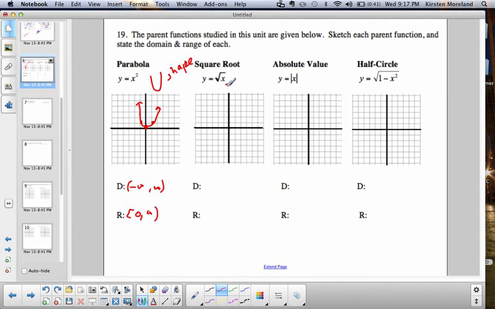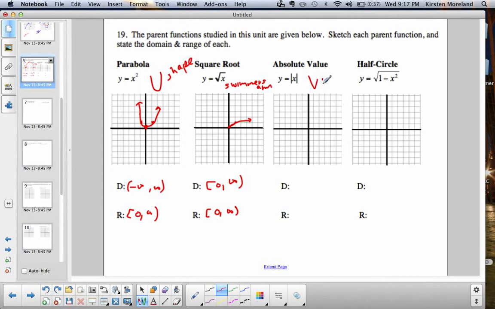Square root, you should be thinking swimmer's arm. So we start at 0, 0, we go up 1 over 1, and we draw in our nice swimmer's arm. The domain for this one starts at 0 in the x direction and goes to positive infinity. And the range also starts at 0 and goes to positive infinity.